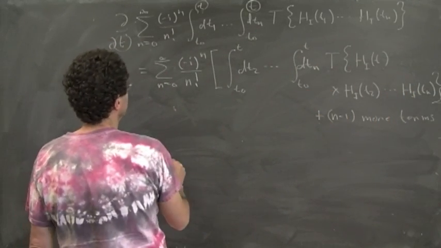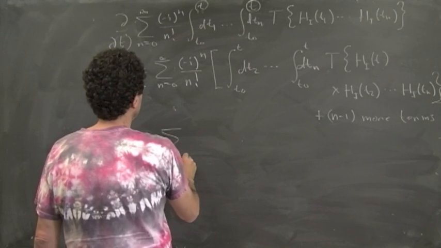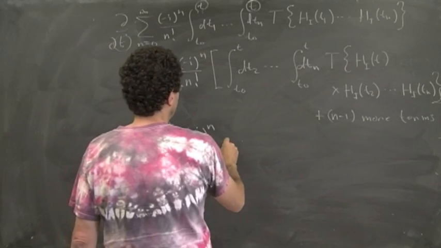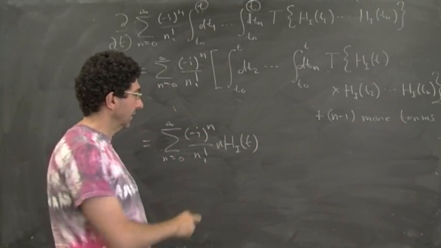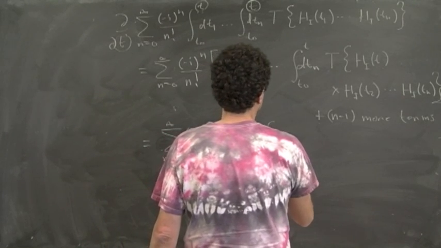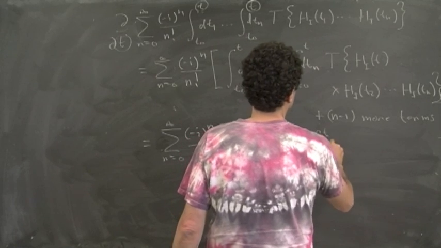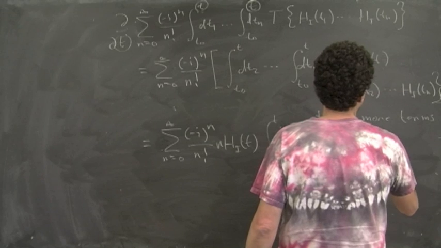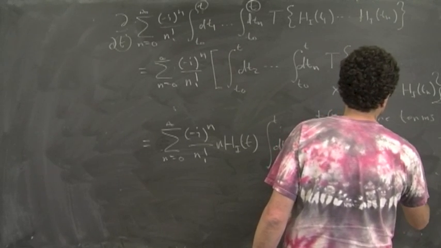And so I can just get the sum from n equals 0 to infinity of (minus i) to the n over n factorial, and then I get my H_I(t), and I get n, exactly the same terms, okay, because each of those terms does the same thing. And then I have my leftover integrals t_0 to t, dt_2, ..., dt_n, t_0. So all these terms now look like the first term, H_I(t_n).